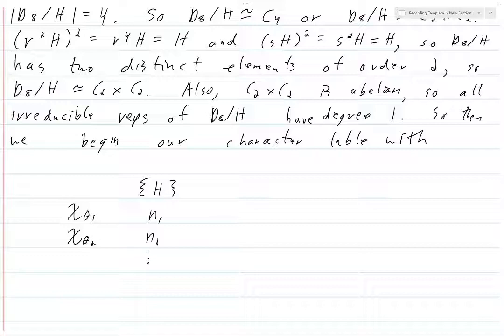So let's see here. D mod H has degree 1. Or no, D mod H is abelian, so all irreducible representations have degree 1. So every single Ni is going to be 1. So this is just going to be 1, 1, blah, blah, blah. Now, how big is this? How many rows are we going to have?